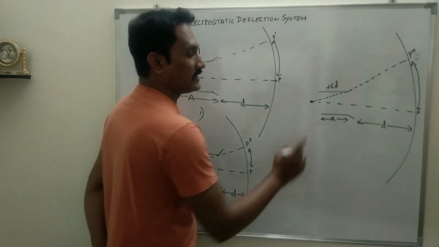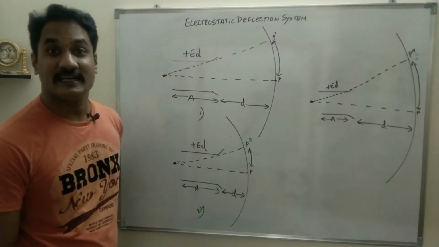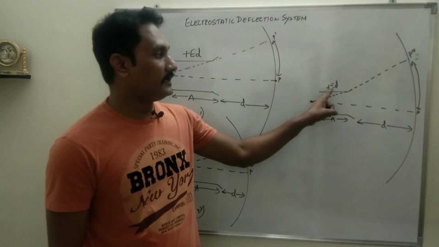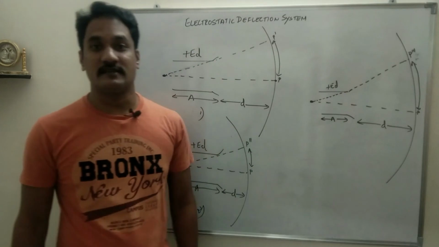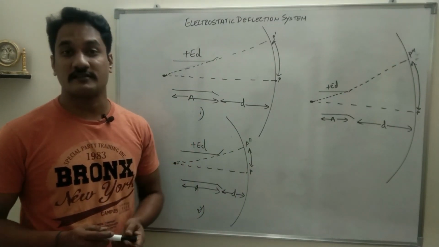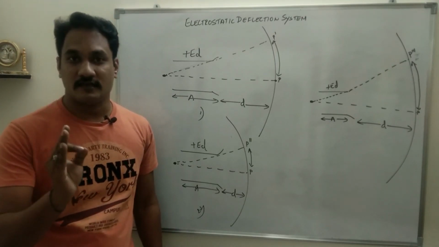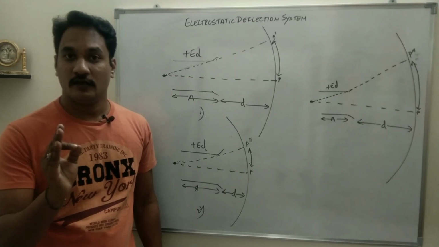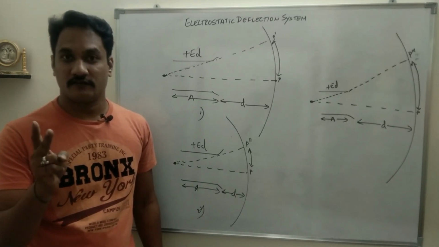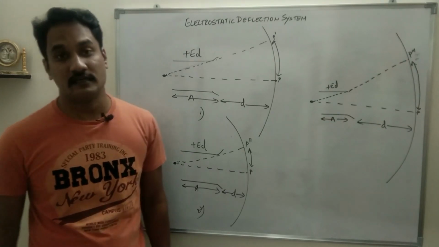So when you change the area of cross section of the plate, the deflection increased. That means in this case we have kept the potential and D constant, but the area of cross section of the plate has changed, and that has changed the deflection on the screen. So electrostatic deflection on the screen depends upon the potential of the input signal, the area of cross section of the plate, and D, which is the distance between the plate and the screen.